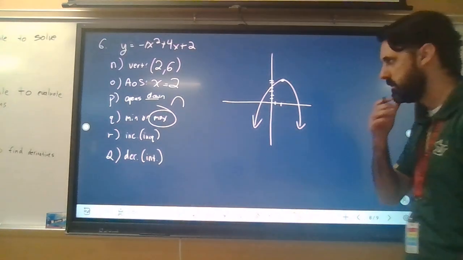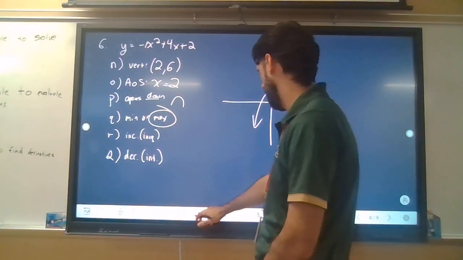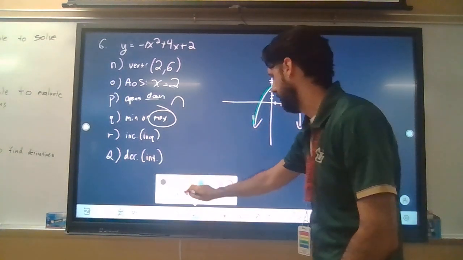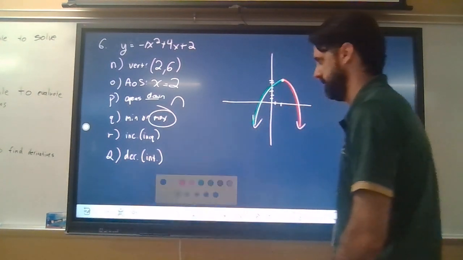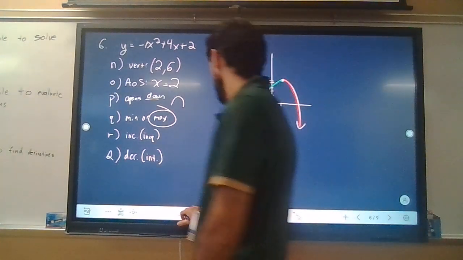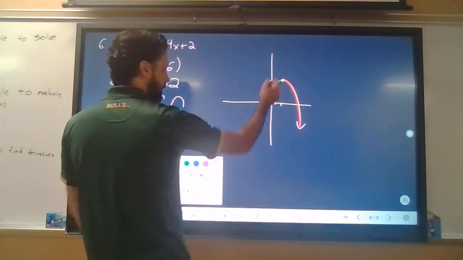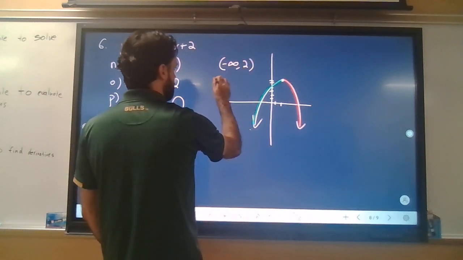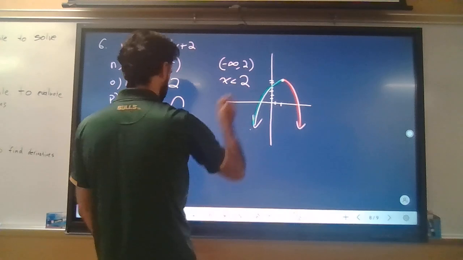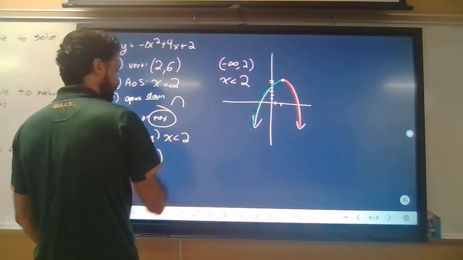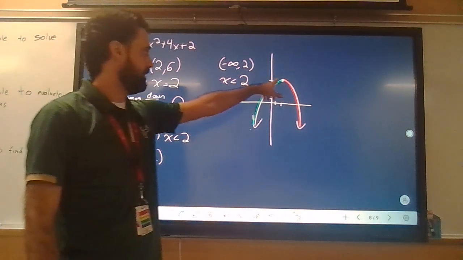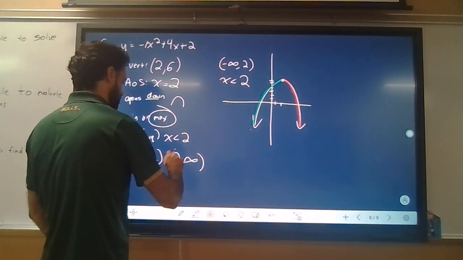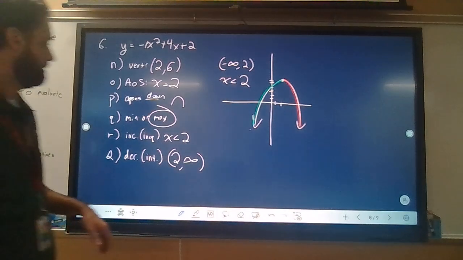I'm going to go through this one a little bit faster here, but increasing here, this is almost exactly like the last problem, increasing, then decreasing. All right, so increasing would be negative infinity, comma 2. If we did that on a number line, it would end up being x is less than 2. Decreasing, left, comma right, would be 2, comma infinity. And that's where it's decreasing.